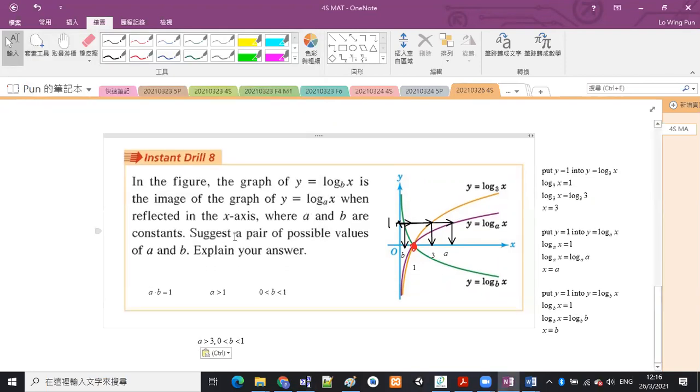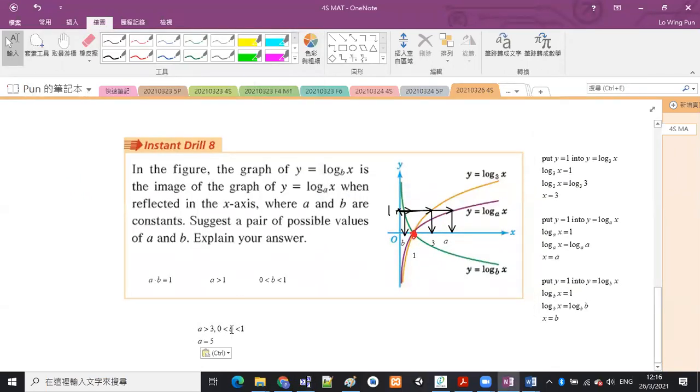So when the question asks us to suggest a pair of possible values of A and B, I just need A to be larger than 3. Okay, you can write A to be 4, 5, 6, 7, 8, 9, 90, and then 1000 and also OK. 得唔得？即係 A 係咩都得，只要大過3就得啦。Okay, for example, A is 5. B is between 0 and 1, and we need to have A times B equal to 1. Okay, so B should be the reciprocal of A. That is 1 over A.